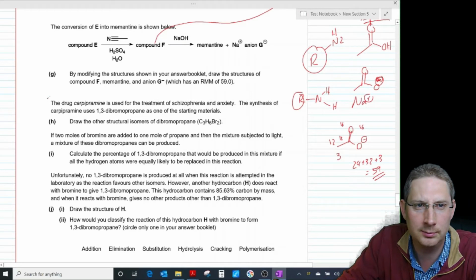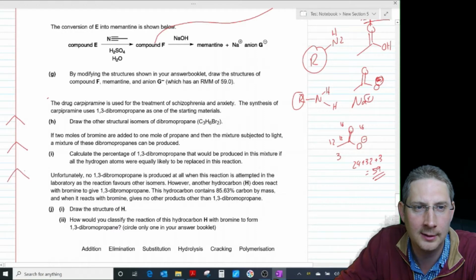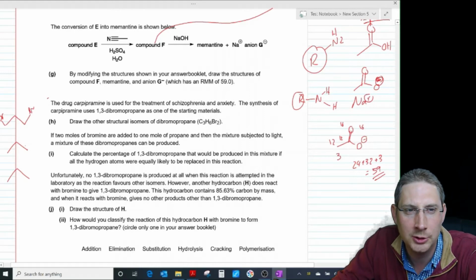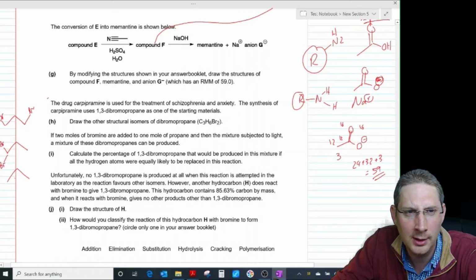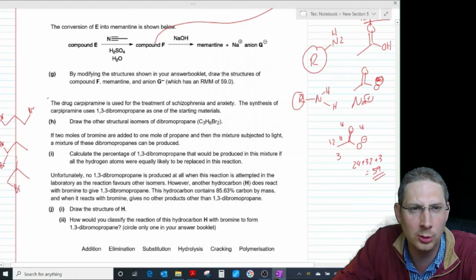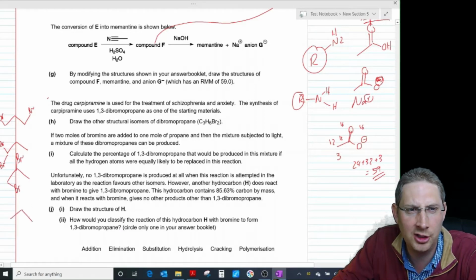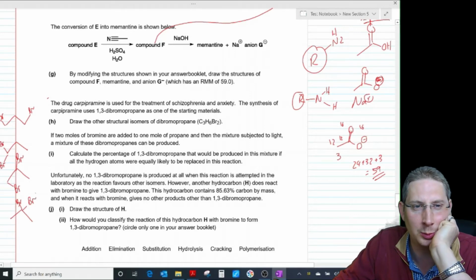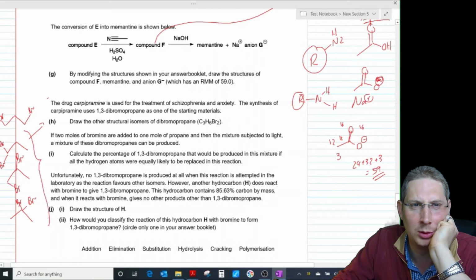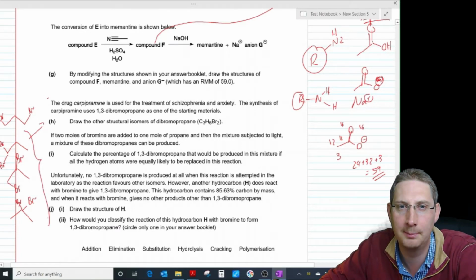Okay, so let's do it on the left for once. Propane. You've got 3 carbons. So you've got 1,3-dibromopropane. You could have 1,1-dibromopropane. You could have 1,2-dibromopropane, and presumably you could have 2,2-dibromopropane. 3,3 is the same as 1,1. 3,2 is the same as 1,2. I think they're probably it. So I think there's 3 more isomers of 1,3-dibromopropane.